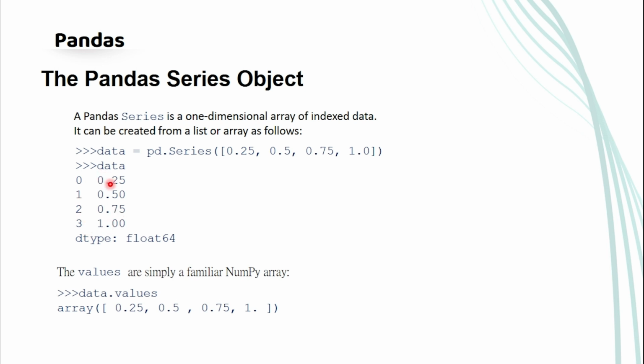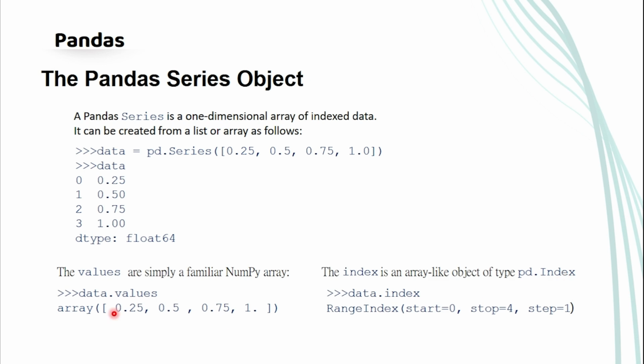If we want to find the values of the pandas Series, we can use dot values to access the NumPy array behind it that represents the data of the Series. For the index, which is an array-like object, we can use the type pd.Index. If we access the index of the Series, this is data dot values, which accesses the content of the NumPy array, and data dot index gives us the index of the Series.